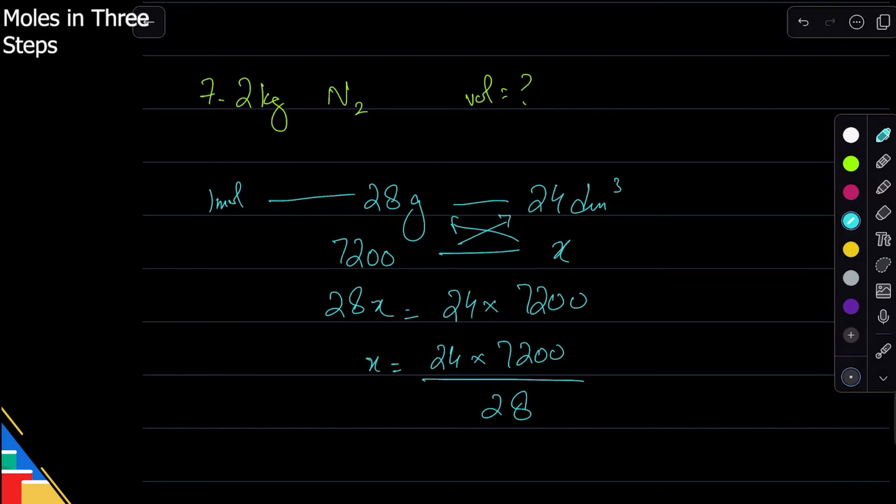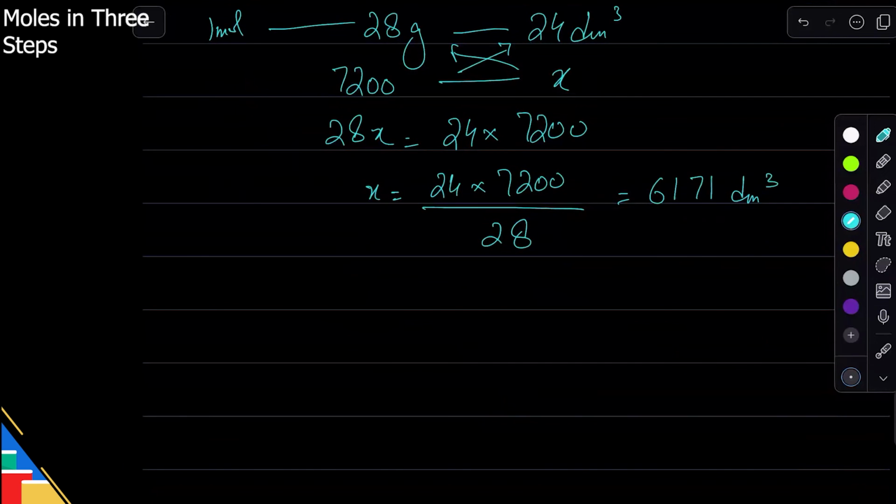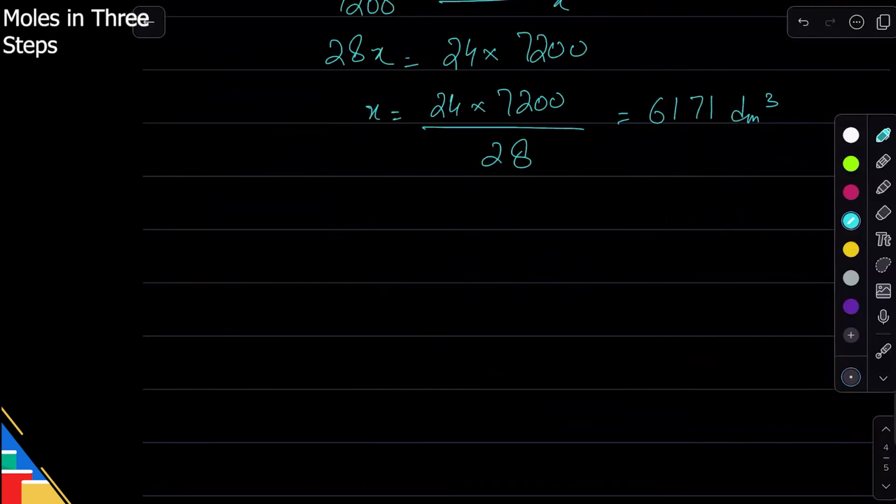Okay. So I am getting 6171 dm cube. There you go. Okay, let's try another method. Let's try the conversion factor method. I had 7.2 kg nitrogen.